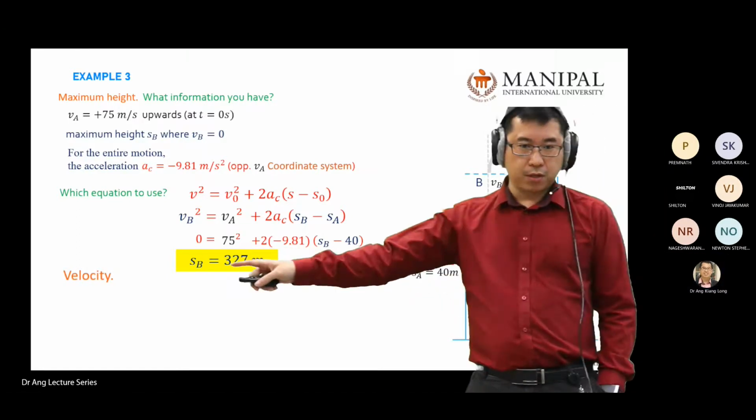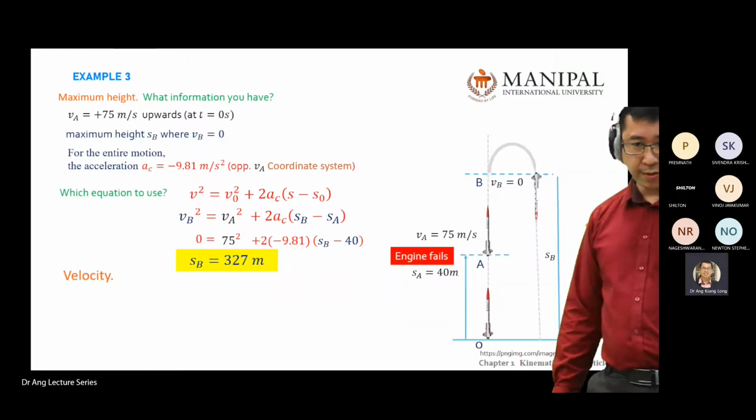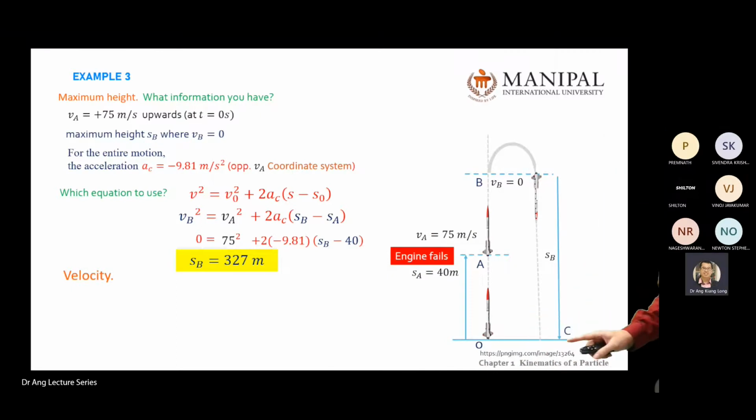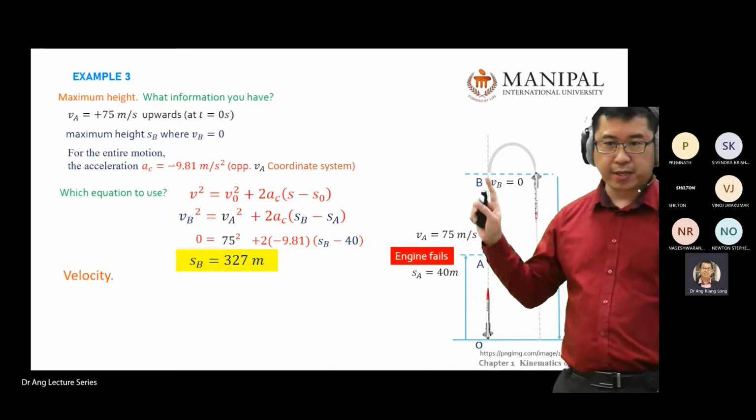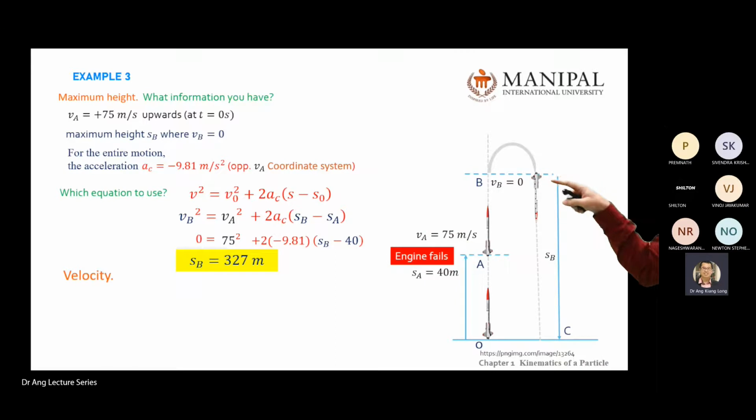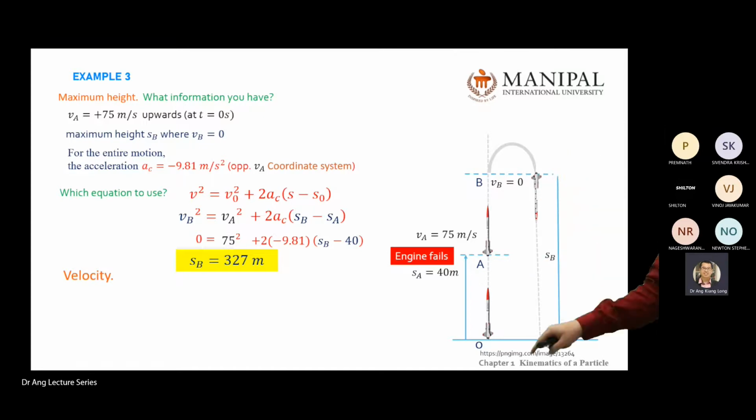Next, we look at velocity. At this point, we already solved the maximum point. Next, we can use the information from here to point C to find, because you already have your SB, you already have your velocity here. You know the acceleration is pointing downward. You only need to find the velocity at C.